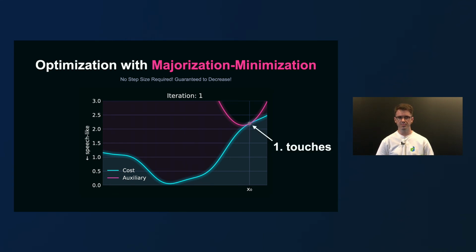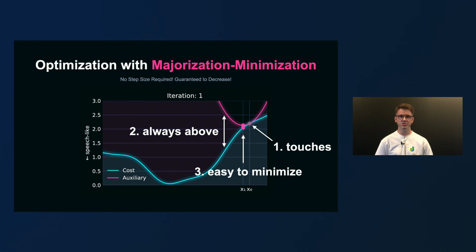The second property is that it is always above the blue line. And then the third property is that it should be easier to minimize than the blue line. So here, because it is easier to minimize, we can find where it is the smallest directly, and we update our guess to where the pink function is the smallest.